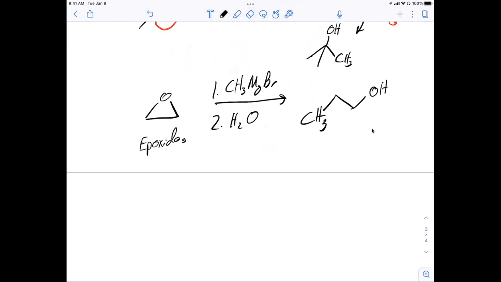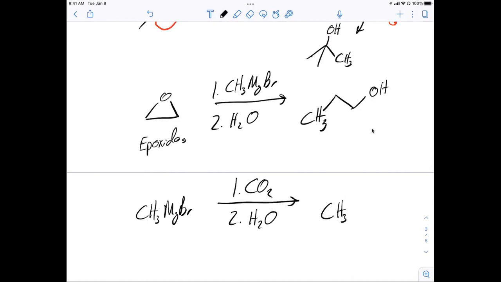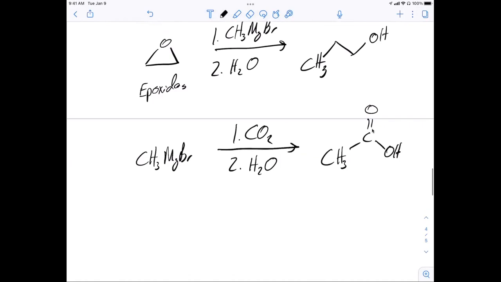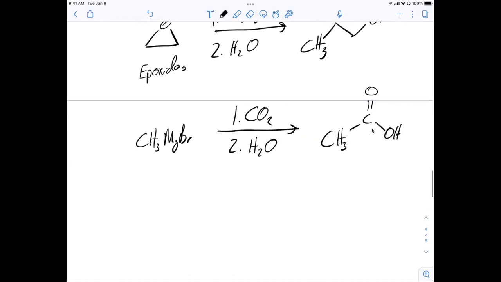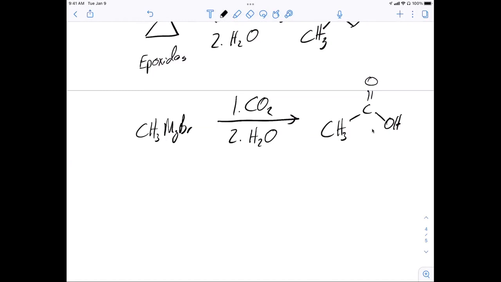We can have the Grignard react with CO2 to give the carboxylic acid. We're going to have a Grignard react with an ester.